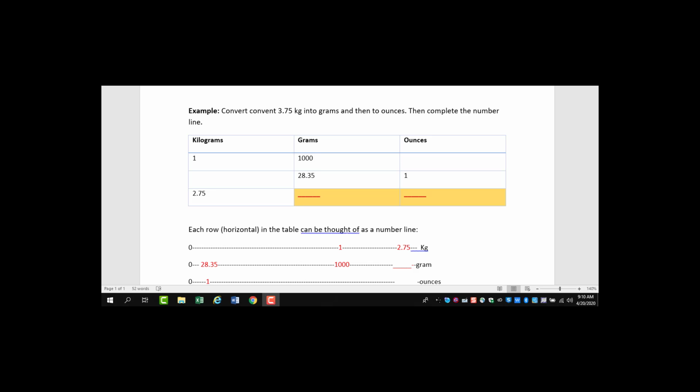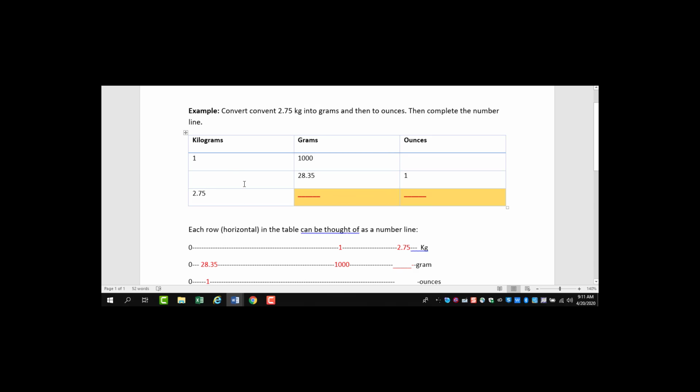So here's an example from 5.1. It's sort of a good summary of what we did. We used the ratio table here. We're going to convert 2.75 kilograms into grams and then into ounces. So you want to find out how many ounces there are in 2.75 kilograms.